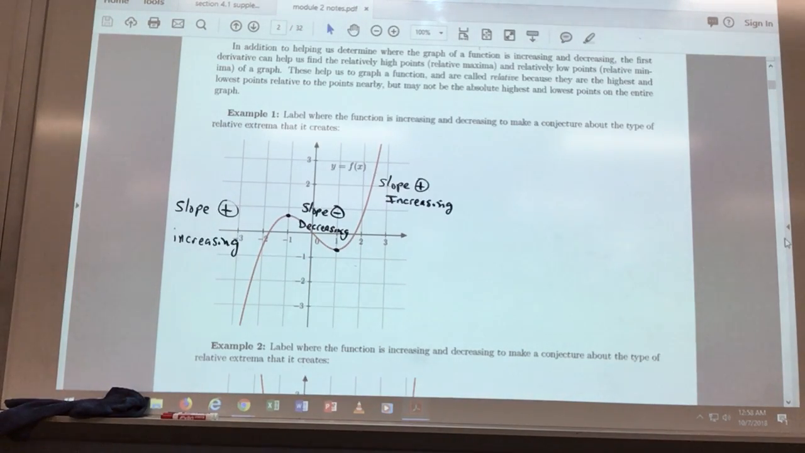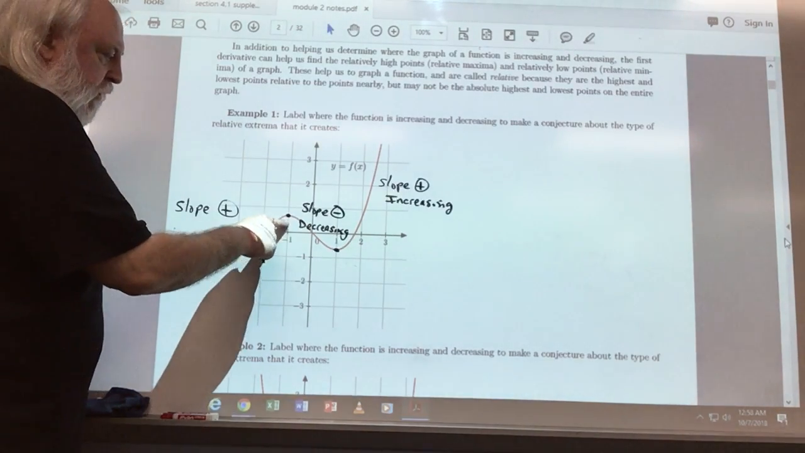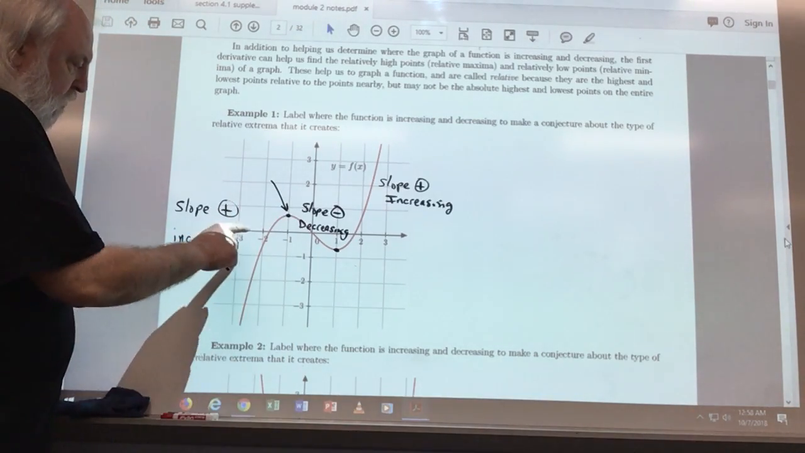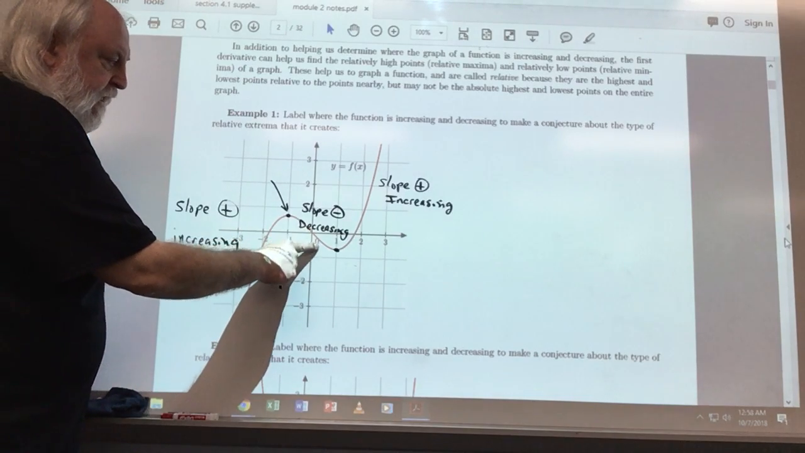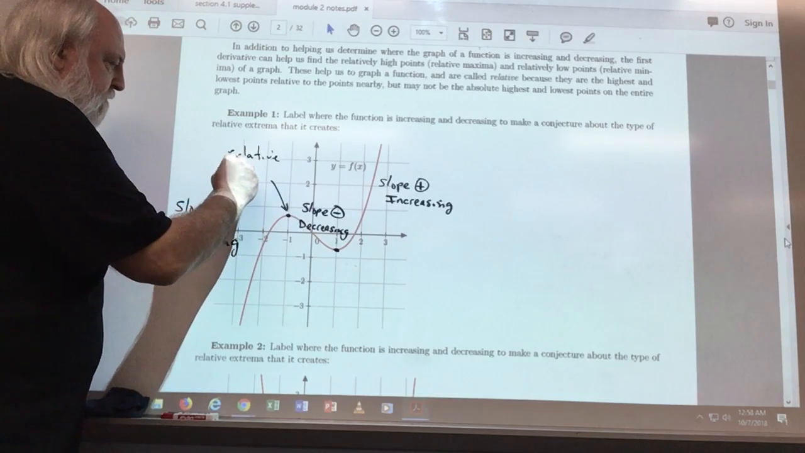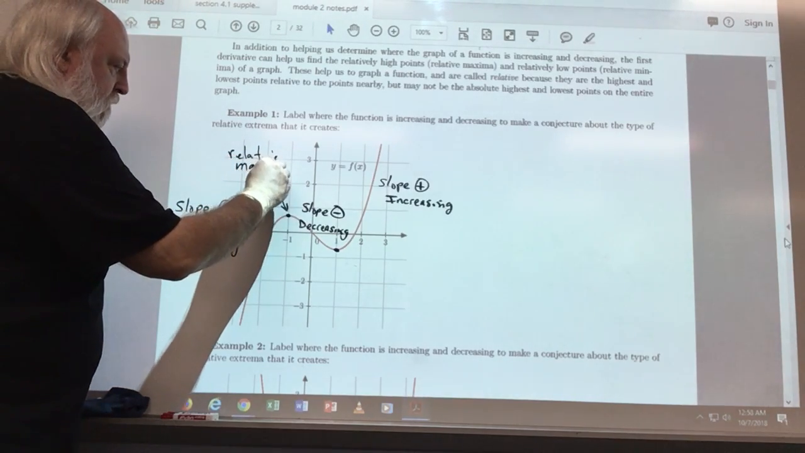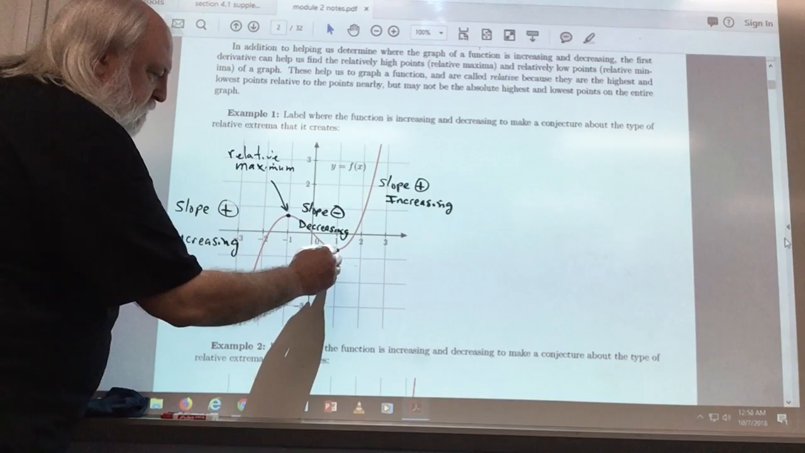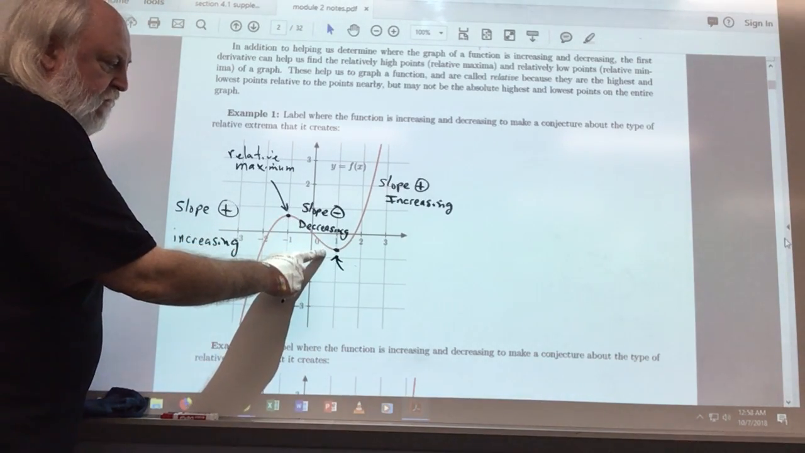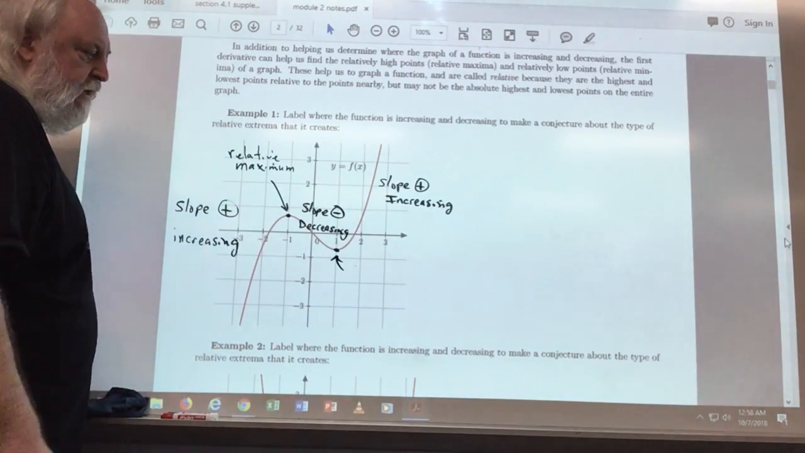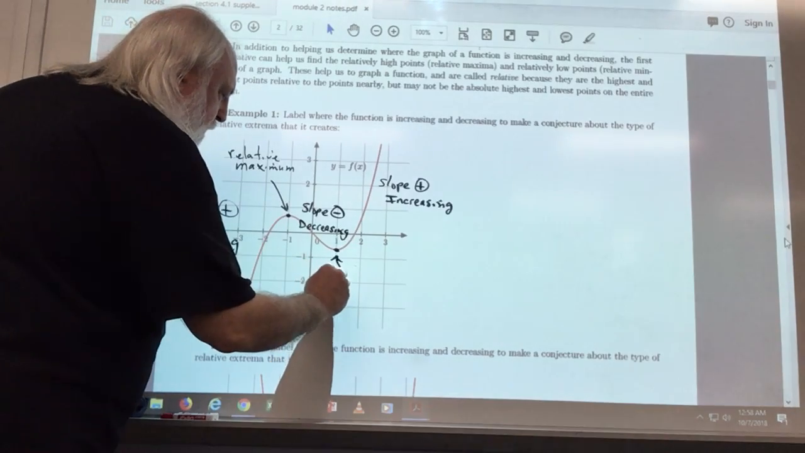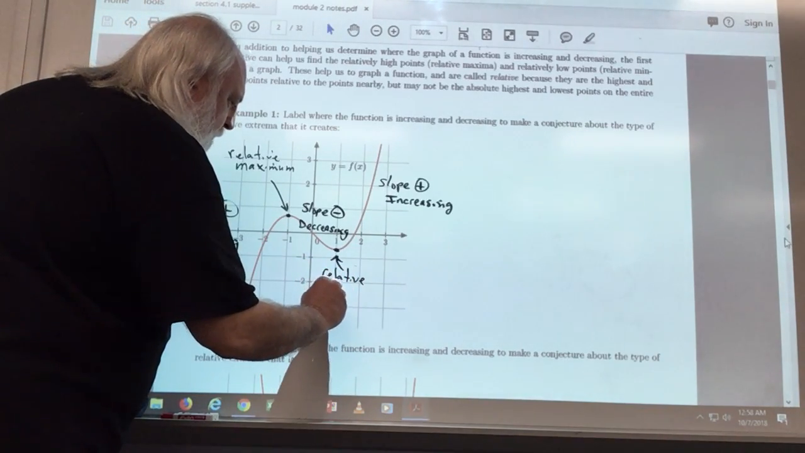So right here, at this point right here, we're at the top of a hill. Slope goes from positive on the left to negative on the right, and that forms what we call a relative maximum. And at this point right here, the slope goes from negative to the left of that point to positive to the right of that point. We're at the bottom of a hill, and that forms what we call a relative minimum.